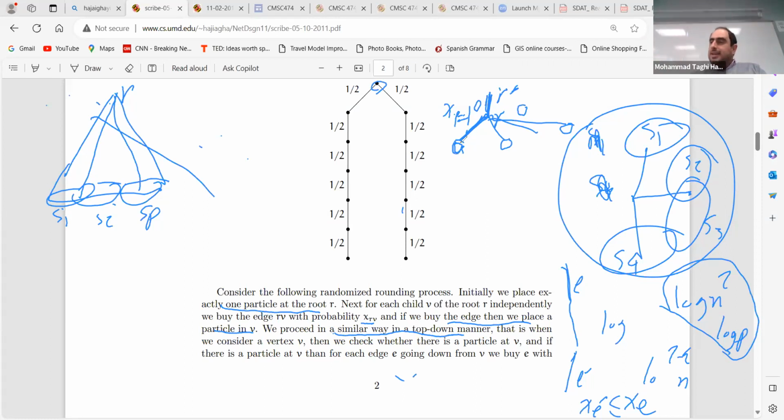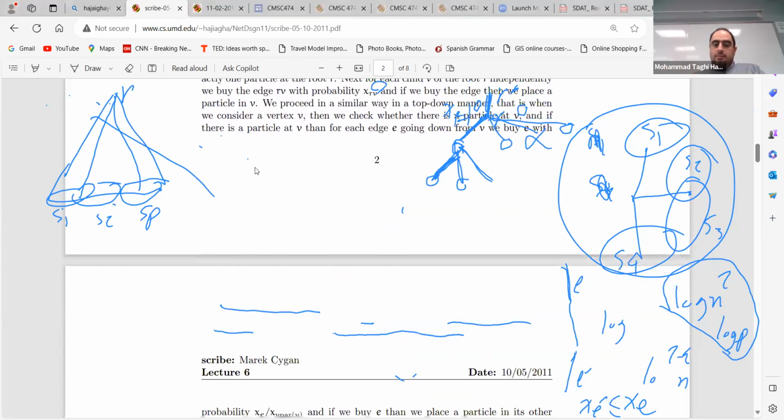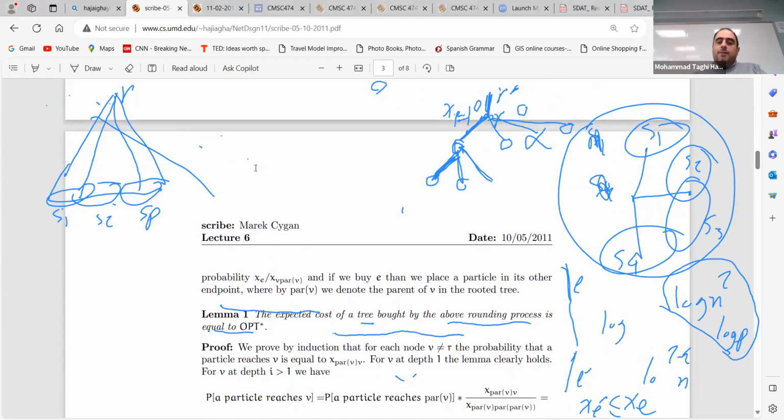Now, if there is a particle here, then among these guys, I will buy one of these edges, and not just one of them, maybe more than that. If there is no particle here, then I don't continue. But what is the probability that I will buy? And that's the thing that I mentioned. You can consider root as another one. In general, the probability that I will buy is X of E over X of the parent edge of V.